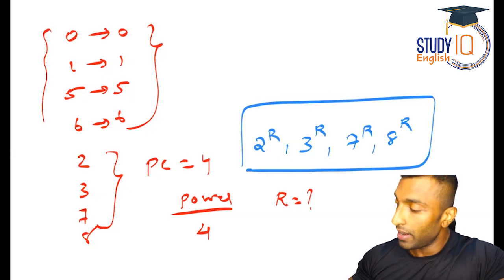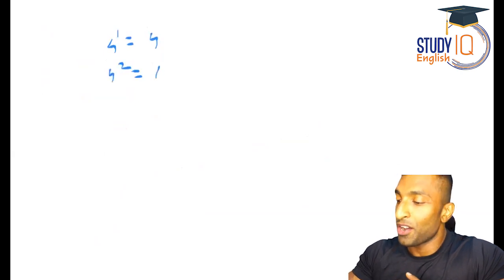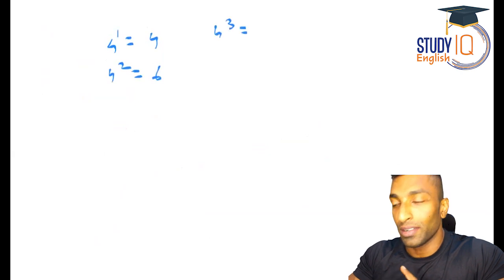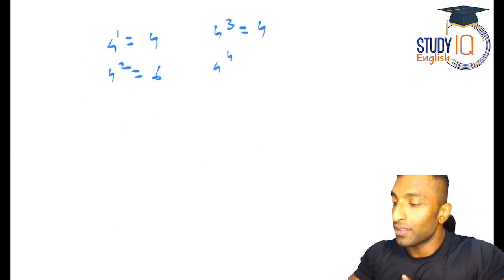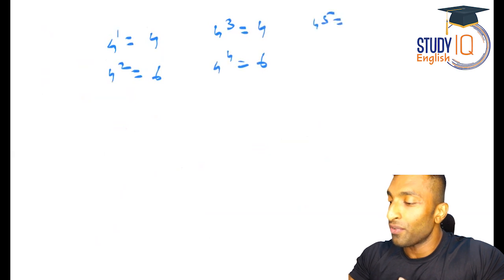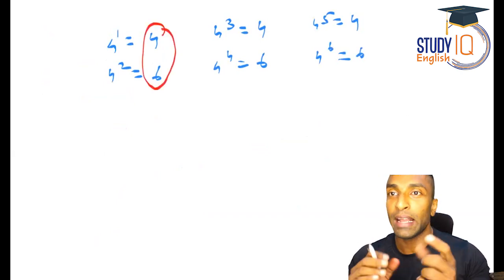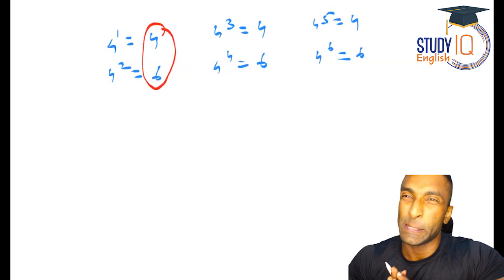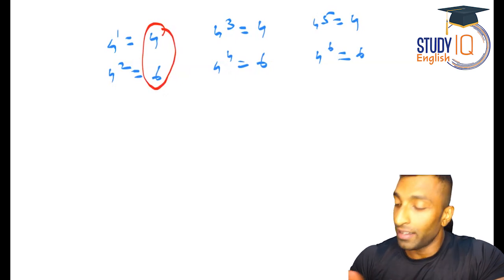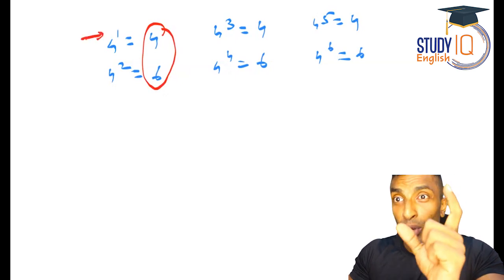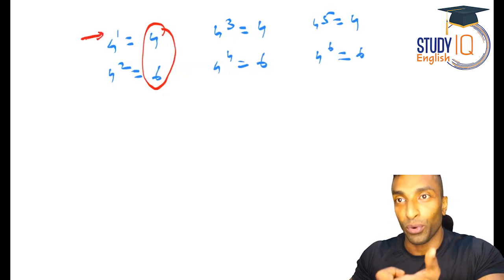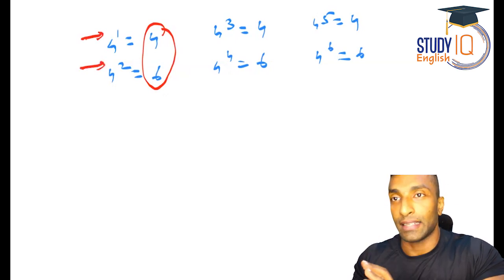Nothing is there. Okay. So let's see, 4 raised to 1, 4. 4 square, 16, 6. 4 cube, 6 into 4, 24, so 4. 4 raised to 4, 6. 4 raised to 5, 4. 4 raised to 6, 6. What you can see here, there are only 2 possibilities. If the number is ending in 4, it's either 4 or 6. Now what do you need to look for? Nothing. If the power is odd, it is like 4 raised to 1, 4. If the power is even, it's 6.